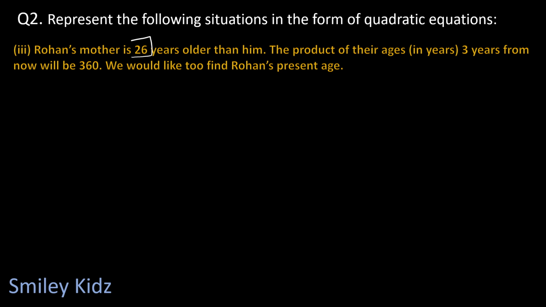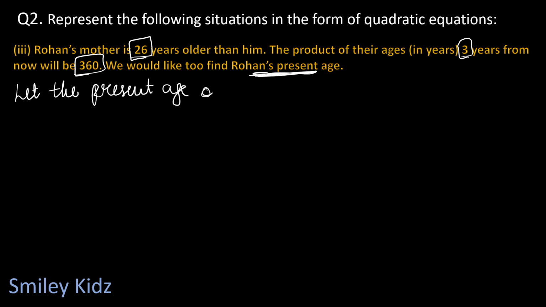Rohan's mother is 26 years older than him. The product of their ages 3 years from now will be 360. We would like to find Rohan's present age. Since the question is asking the present age of Rohan, let the present age of Rohan be x.